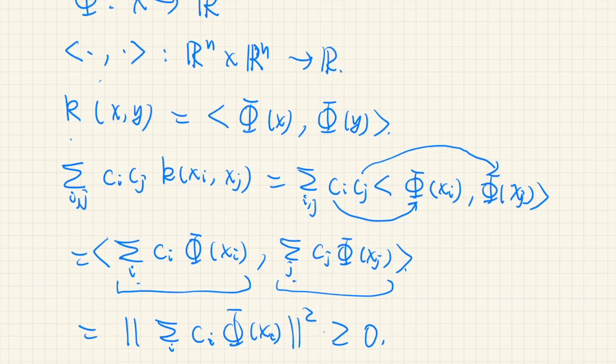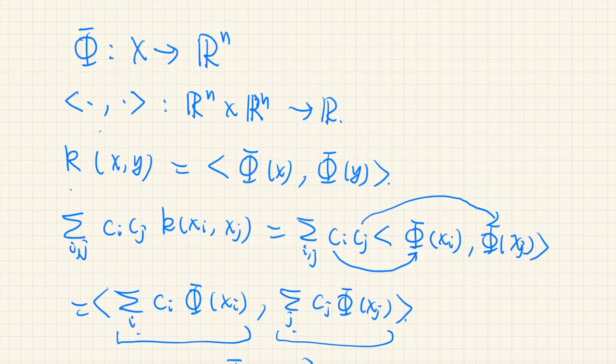So as in this example, by mapping the set X to an n-dimensional real vector space, we can construct a kernel function like this.